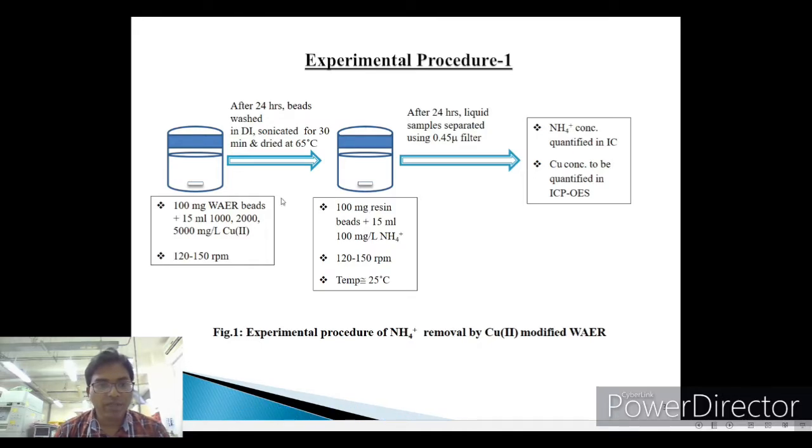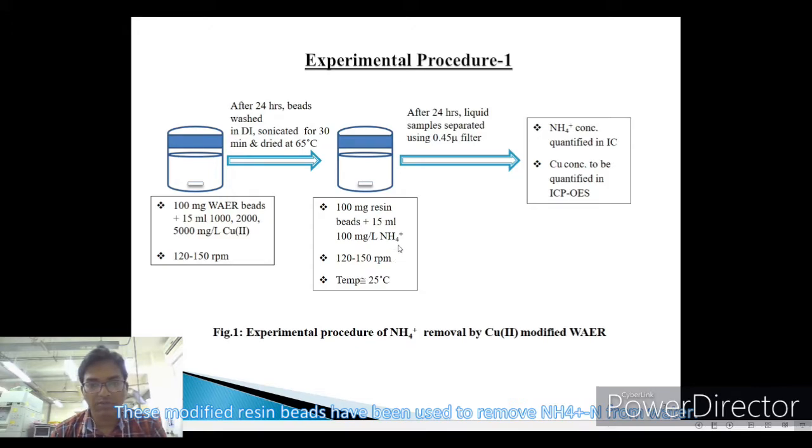So 100 milligram of weak base anion exchange resin has been used, and 15 ml of different copper concentrations have been used to load the copper into the beads. After 24 hours, beads have been washed in DI water, sonicated for 30 minutes and dried at 65 degrees Celsius. So this copper modified weak base anion exchange resin has been used to remove ammonium nitrogen from the water.